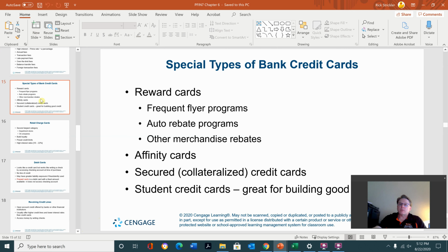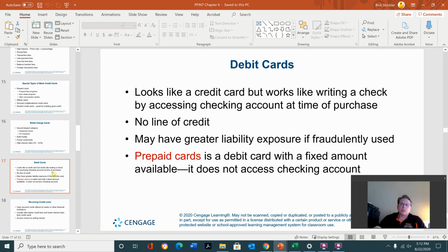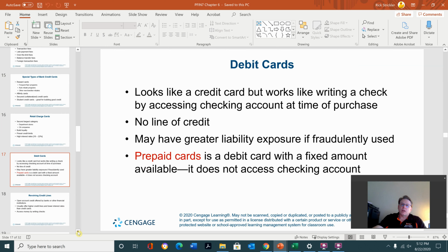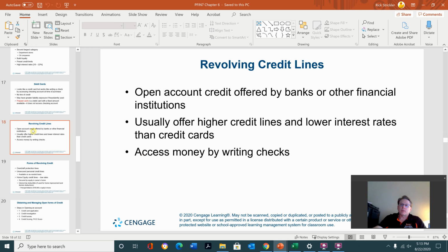Special types of bank credit cards: reward cards, affinity cards, secured collateralized credit cards, student credit cards, retail charge cards, which is what I just said, and debit cards. Debit cards don't do anything for your credit as far as good. Now, if you keep overdrafting your account, they'll do bad things to your credit, but they don't do anything good for your credit. Prepaid cards don't do anything unless it's a secured Visa or MasterCard. But if it's just a debit prepaid card, it doesn't do anything.